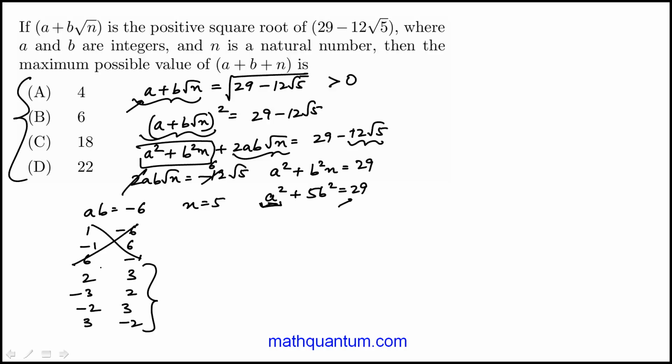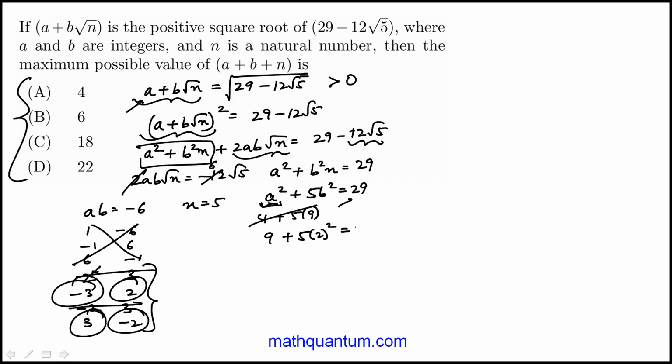So if we try 2 and 3, that would be 4 plus 9. So you'll see that will exceed 29. So we know it can't be these. So it's down to -3, 2 or 3, -2. So if we do that, a is -3, this would be 9 plus 5 times 2 squared. So that does work. And so we have these two cases, -3, 2 and 3, -2.